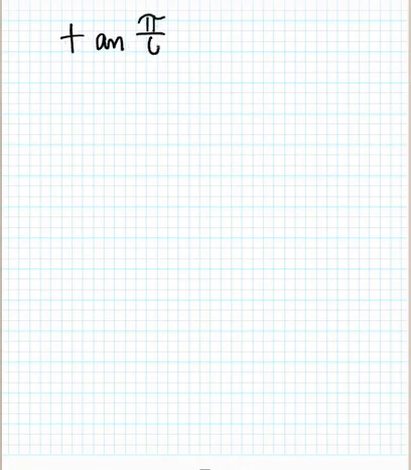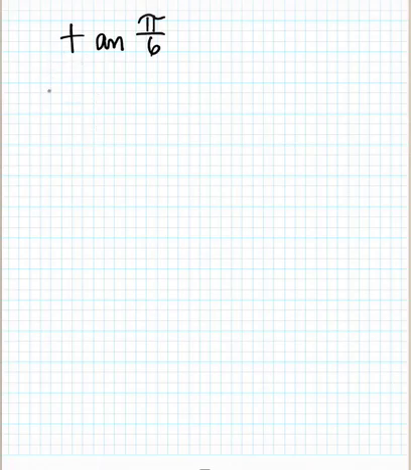Hi all. I had some questions on radians, like finding the cosine, sine, tangent, secant, cosecant, and cotangent of different radians. So let me just pick a few right here. One of the questions on the review was the tangent of pi sixth.